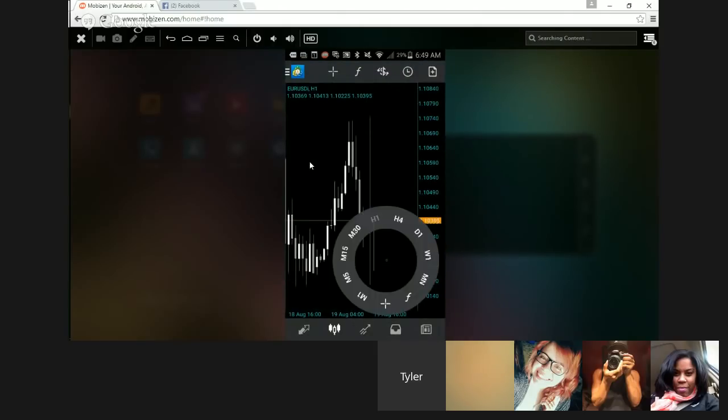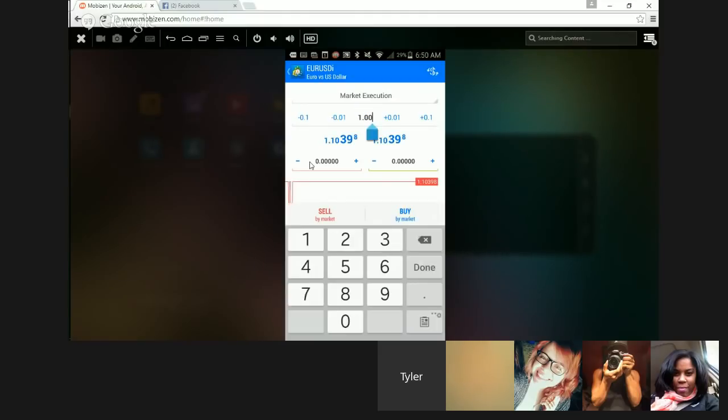Euro USD. It looks like it had a nice little, oh, nice. It looks like a double bottom over here, right? Price came to hit it two times, and I'll buy it up. I'm not even going to use a full lot. I use a 50-cent lot. Bait and switch, baby. Bait and switch.